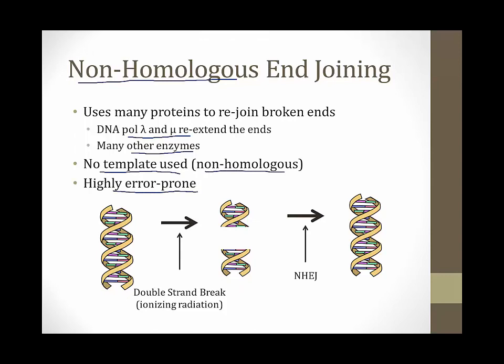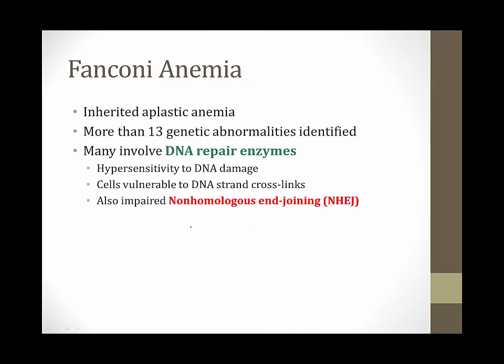And I've depicted this process at the bottom of the screen. We have a double-stranded break like you could get from ionizing radiation, and then non-homologous end joining brings the two ends together and repairs the break. There are a couple of clinical conditions related to non-homologous end joining. The first one is Fanconi anemia. I discussed this anemia in detail in the hematology video on other anemias.